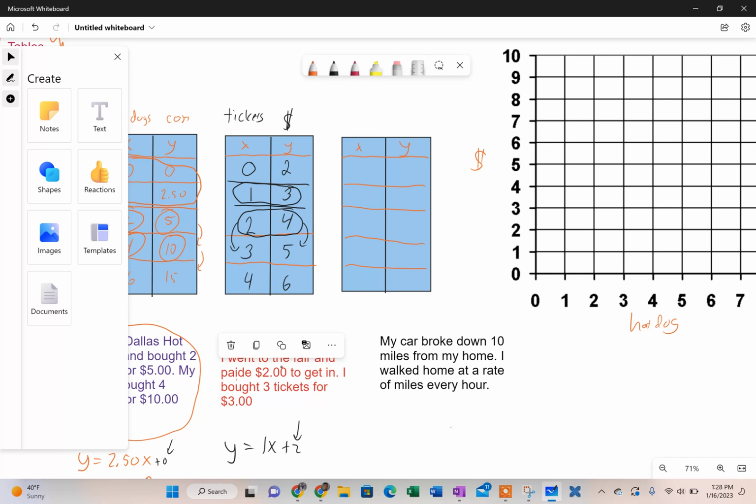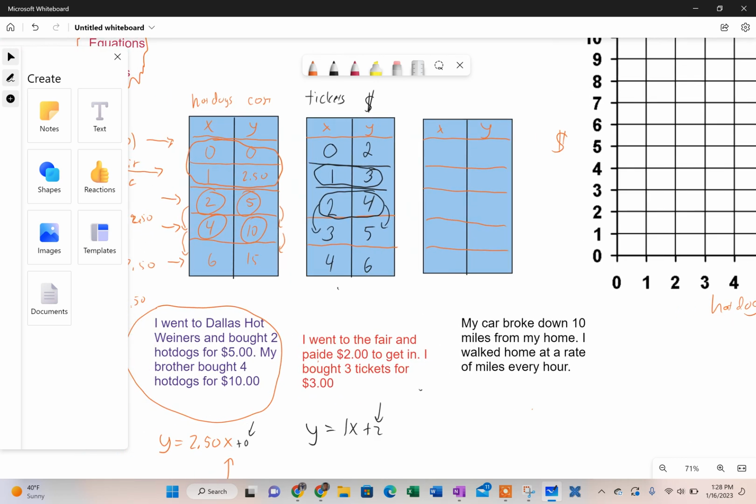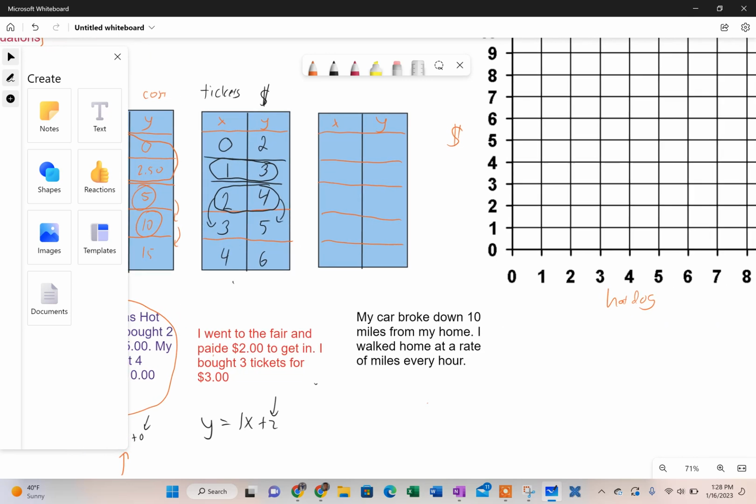As far as the story goes, you can tell that wasn't proportional because 2 different things were happening. I had to pay something to get in, and then I had to buy tickets. When I went to Dallas Hot Wieners, all I was doing was buying hot dogs. So we're going to take a look at one more.